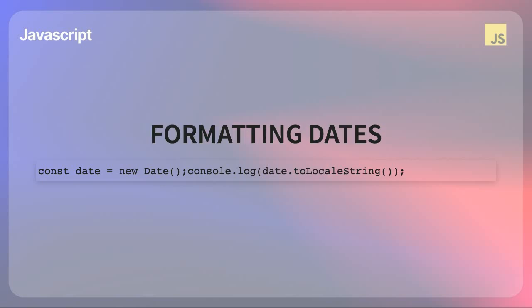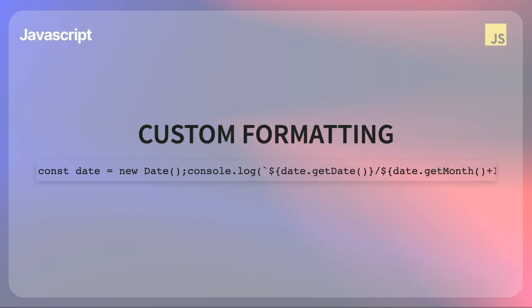To format dates, we use the toLocaleString method or create a custom format using template literals. We can create custom formats using template literals, specifying the format options for each date component.